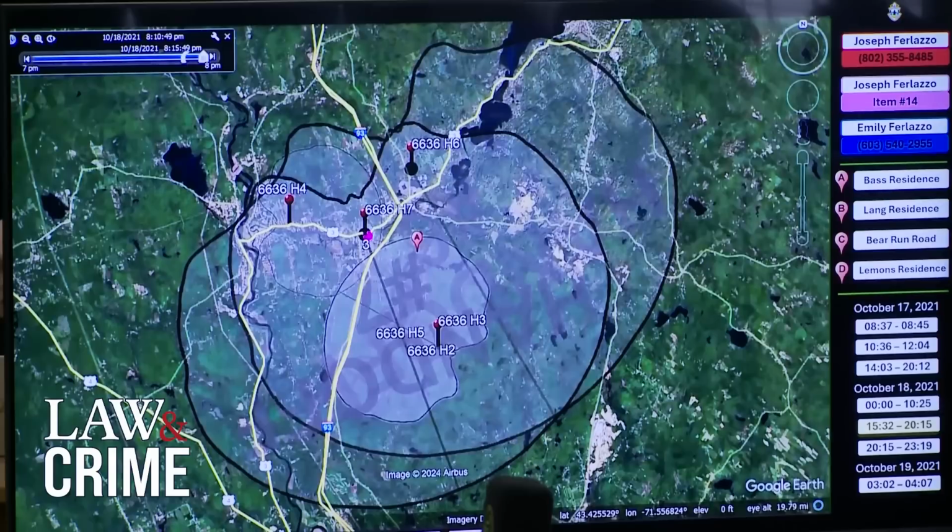Was there significant activity during that time? Yes. Okay. And did the device stay in New Hampshire or did it leave? It began to travel and move. Okay, so you can show us that.